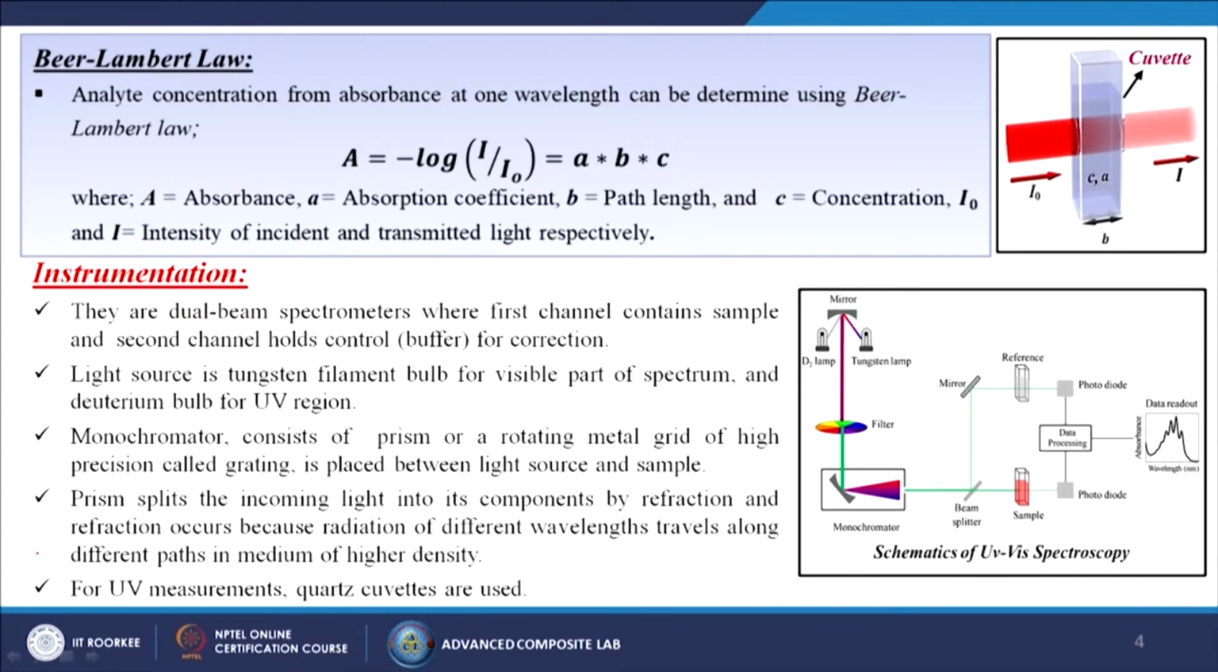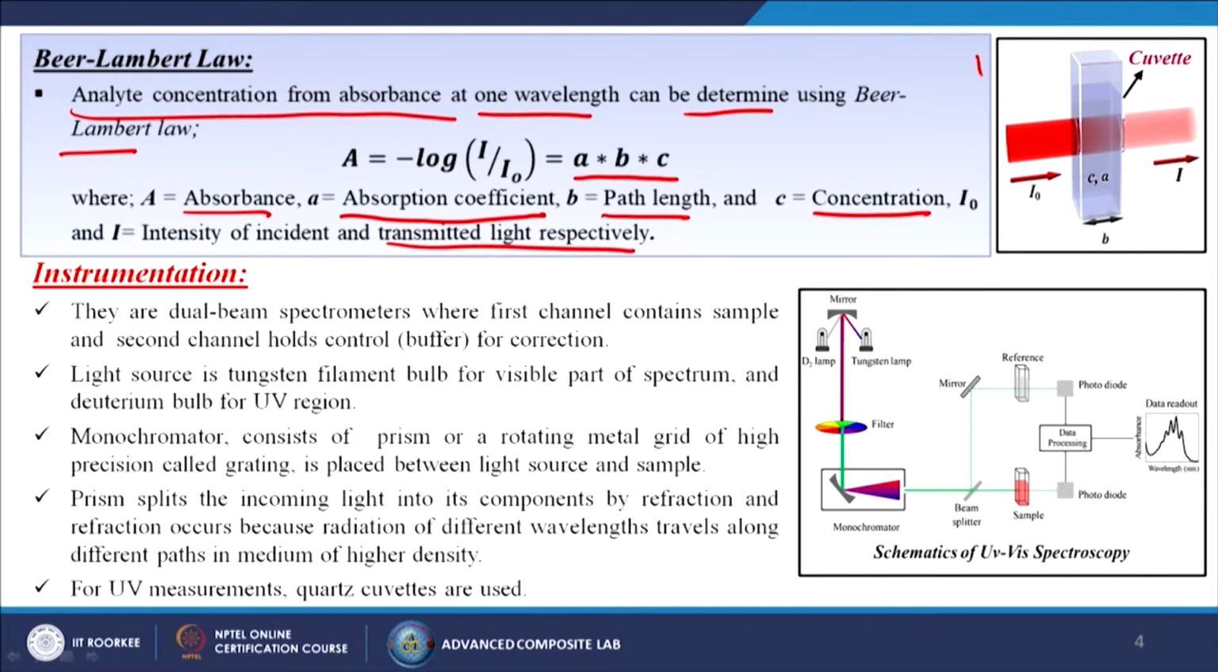Now, we are going to discuss the Beer-Lambert law. This means analyte concentrations can be determined from absorbance at one wavelength using the Beer-Lambert law. What is that? Capital A is equal to minus log I by I0, which is equal to a times b times c, where capital A is the absorbance, small a is the absorption coefficient, b is the path length, c is the concentration, and I0 and I are the intensities of incident and transmitted light respectively. From this image you can easily understand the Beer-Lambert law.